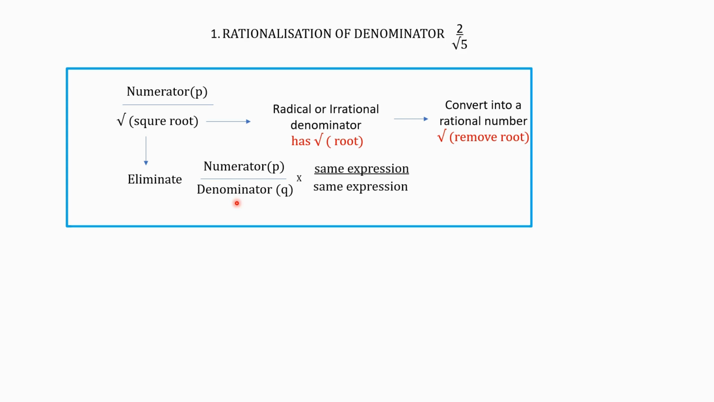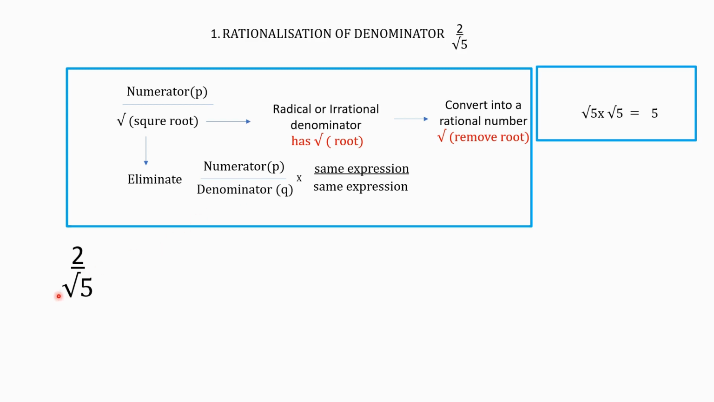Please note root 5 into root 5 is equal to 5. In the case of 2 by root 5, we want to eliminate the square root of 5 in the denominator. So, we will multiply both the numerator and denominator by root 5. Now, 2 by root 5 when multiplied in both numerator and denominator by root 5, we get 2 root 5 by 5.